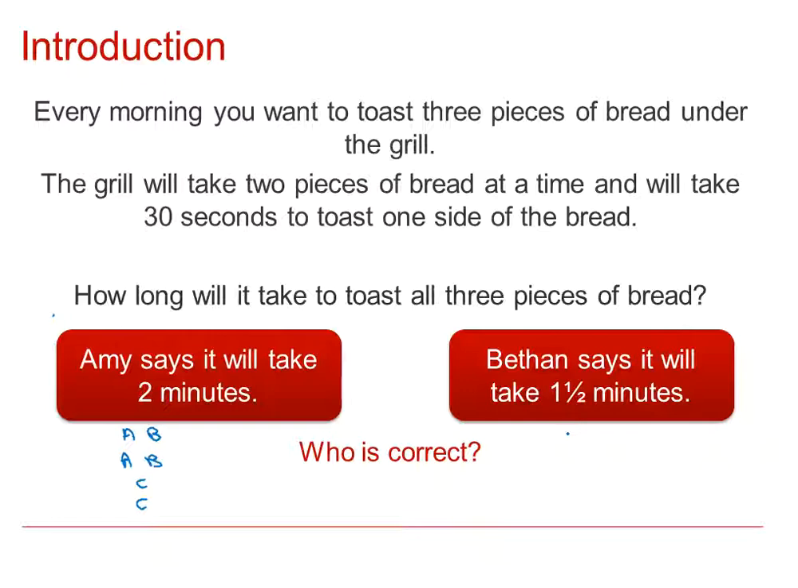Whereas Bethan has been a bit more efficient. Her analysis has been to put A and B under together. Then she's turned A over and replaced B with C. So A is now finished. And then she's turned C over and then done the other side of B. 30 plus 30 plus 30, 1.5 minutes.